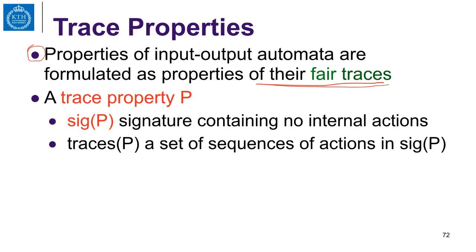So an input-output automaton can be viewed as a black box from the point of view of a user. What the user sees is just the traces of the automaton's execution. A trace property specifies both the external interface and the set, or in other words the property, of sequences observed at the interface. So a trace property P specifies a signature, which contains no internal actions, only external actions, and the traces of P is a set of sequences of actions in the signature of P.